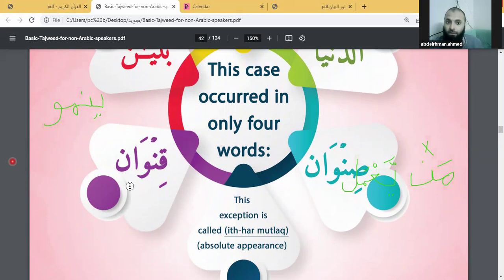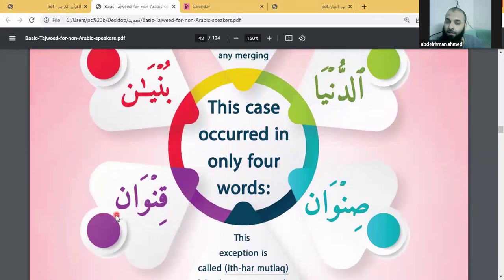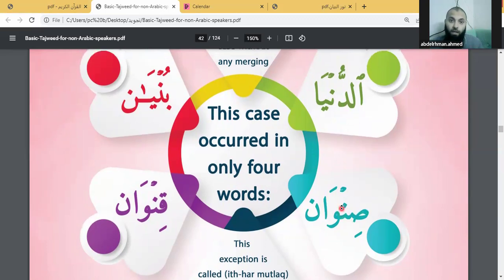Like this word, qinwan, it comes one time in the Quran. Sinwan, one time, I think one. Bunyan, maybe 2 times. Ad-dunya, you will find it many times in the Quran. Let's say 50 times, but still one word. So this exception comes just in 4 words in the Quran. You can memorize these 4 words, and we don't apply the merging here. We don't say siwan. No, that's not correct. We just say sinwan. We don't apply the rule of merging in one word.